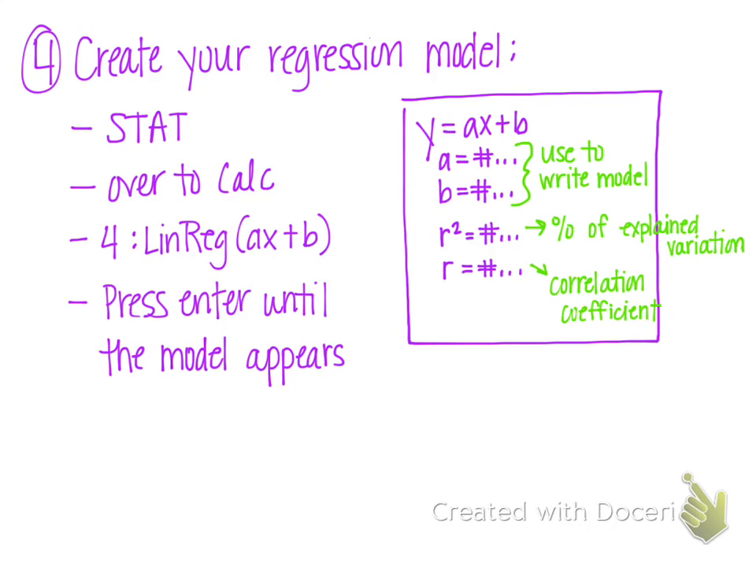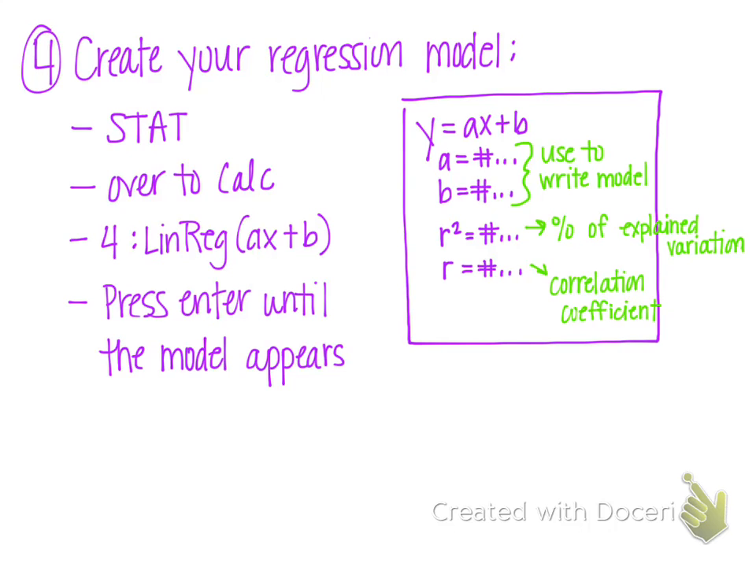The next thing you're going to do is actually create your regression model. So you press Stat, you go over to Calc, and you're going to go to number 4, LinReg(ax+b). Now this ax plus b is the same thing as mx plus b, except they're using a instead of m to represent the slope of the line. So press Enter until your model appears.